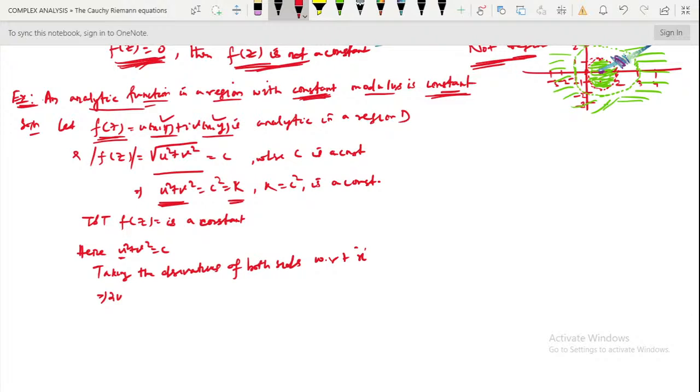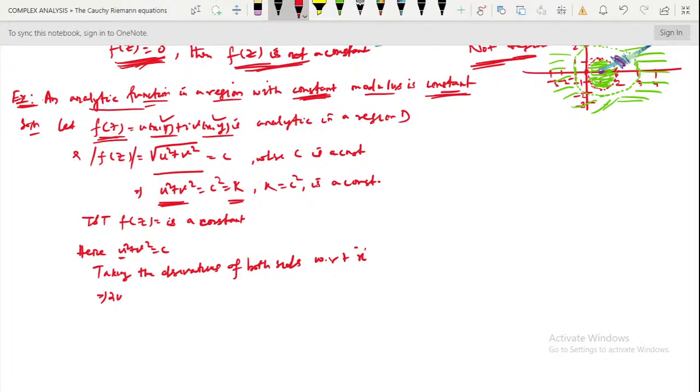What is the argument of f of z? f of z is u plus iv, so the argument of this thing is tan inverse of v by u. Because f of z is u plus iv, the argument of f of z is tan inverse of v by u. This is constant. Argument of f of z is equal to c, where c is a constant.